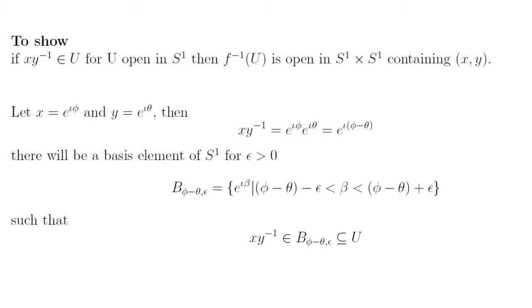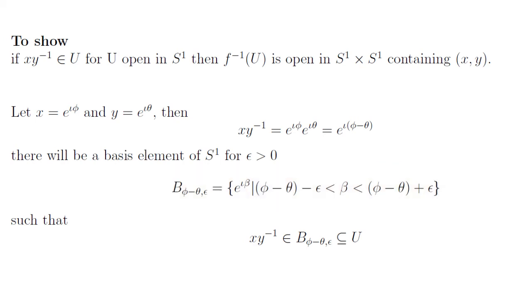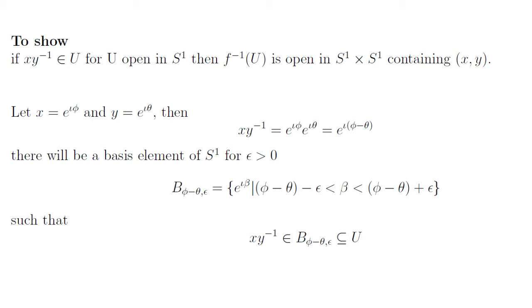for xy inverse, there exists a basis element defined by the set B for epsilon greater than 0, and it contains xy inverse, which is obviously contained in the open set U. The set B here exists and this inclusion holds because of the theorem that for any x in any open set U, there exists a base element containing x and it is contained in U.